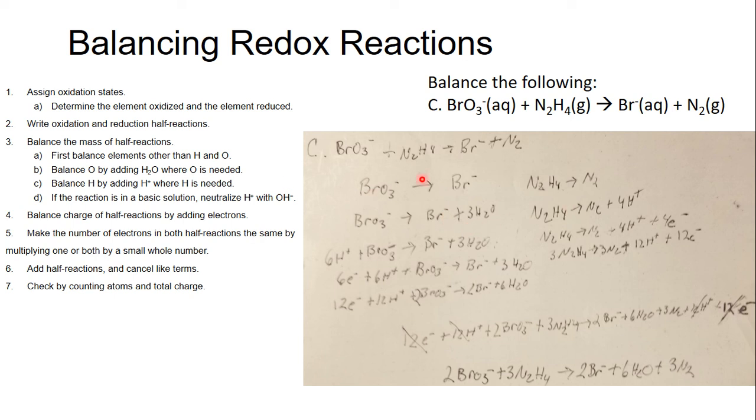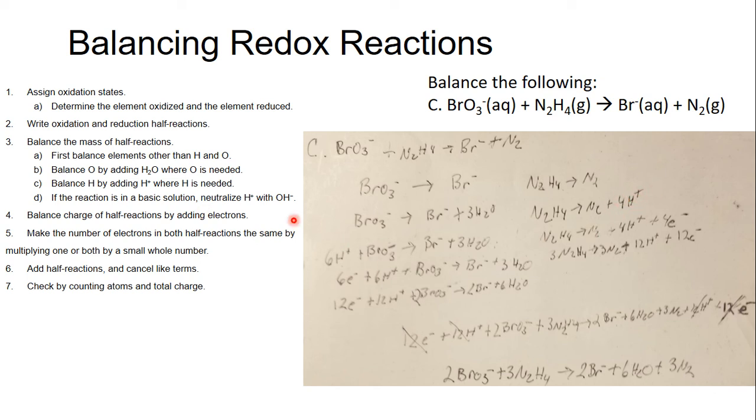And now there's no oxygens in N2H4, so now we want to balance the hydrogens. So going back to BrO3 minus, I have 6 hydrogens on the right side. So I need to put 6 hydrogens on the left side as well. So now my hydrogens balance out. Importantly, do not forget that hydrogens have a +1 charge. For N2H4, I do the same thing. I have 4 hydrogens on the left. I need to put 4 hydrogens on the right.